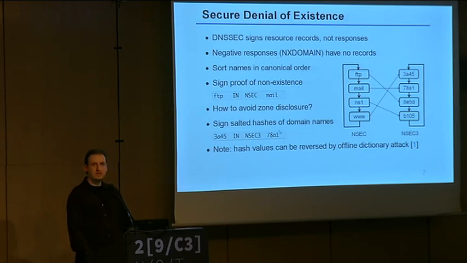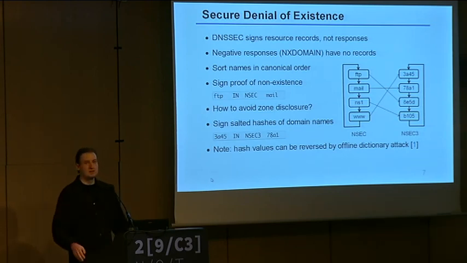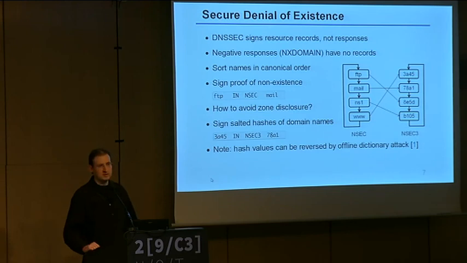Now there's another problem with NSEC3. You can retrieve all hash values of a zone, and you can start a dictionary attack, and you can do it offline, so it's way faster than querying online for every existing domain name. So you can still get a copy of the zone, but it's much harder.